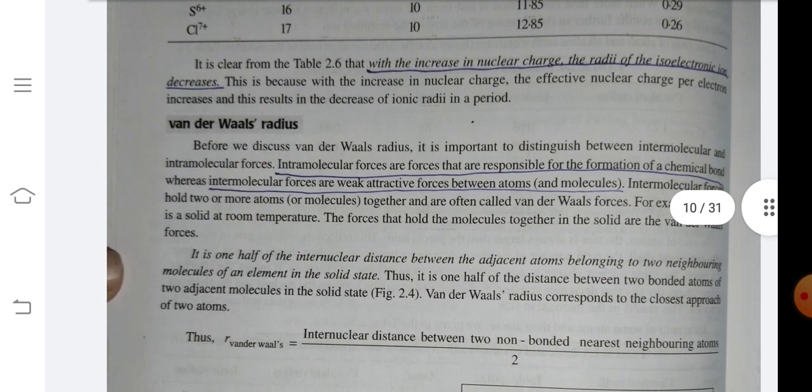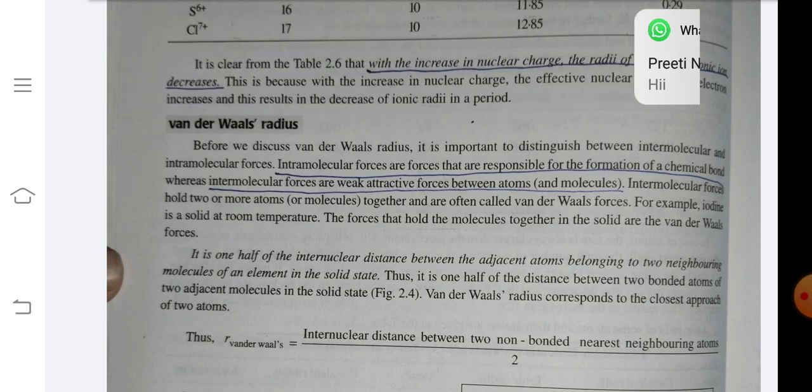Van der Waals radius. Before we discuss van der Waals radius, it is important to distinguish between intermolecular and intramolecular forces. Intramolecular forces are forces that are responsible for the formation of a chemical bond, whereas intermolecular forces are weak attractive forces between atoms. Intermolecular forces that hold two or more atoms together are often called van der Waals forces. For example, iodine is a solid at room temperature. The forces that hold the molecules together in the solid are the van der Waals forces.